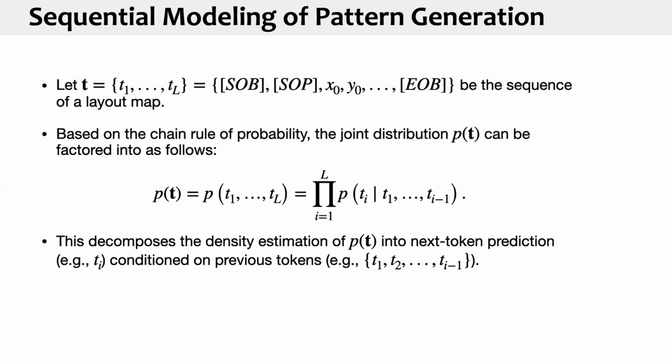Let T be the sequence of a layout map. The design rules of patterns can be learned by modeling the joint distribution P(T) of the sequence. We cast the estimation of the joint distribution P(T) to autoregressive sequence generation. Based on the chain rule of probability, the joint distribution P(T) can be factored as follows. This decomposes the density estimation of P(T) into next token prediction conditioned on previous tokens.